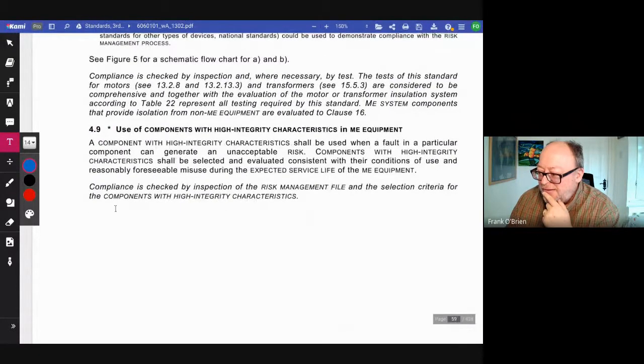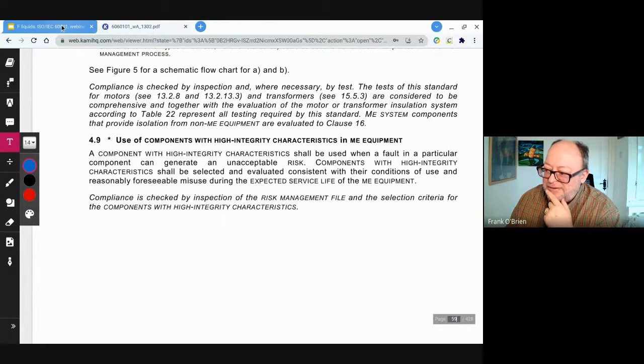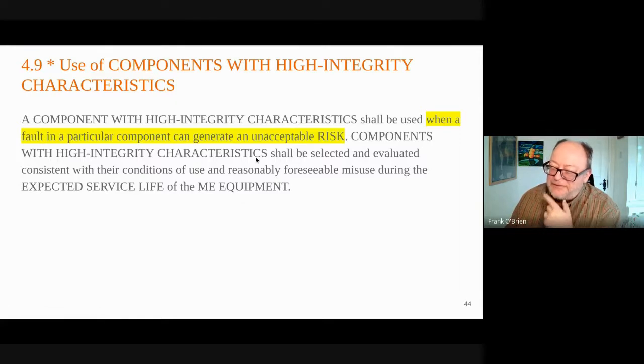No, there isn't. Compliance is checked by inspection of the risk file and a selection of criteria. So what's interesting is I kick this around because I think there's two cases where this applies, not just one. By the title, "high integrity," it betrays the intent that it's a single component with a negligible chance of failure. But when you read the text, you see two cases.